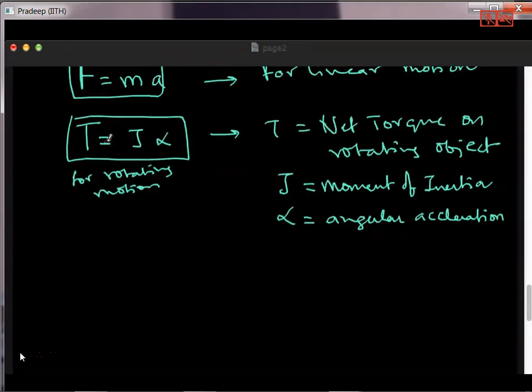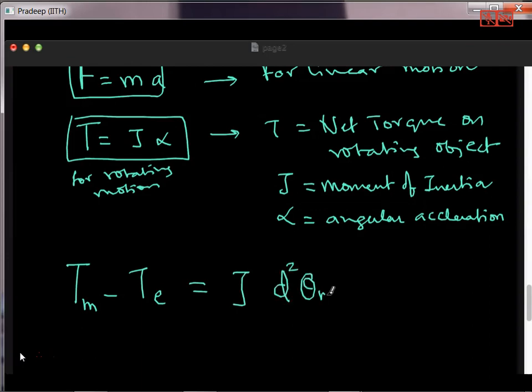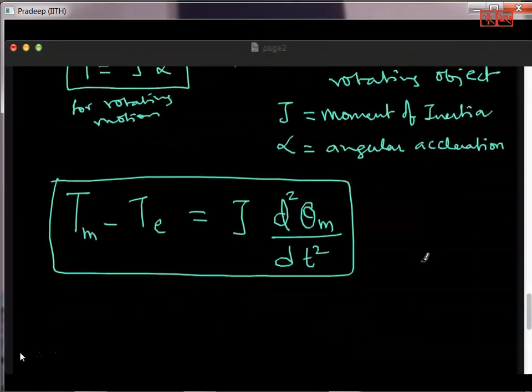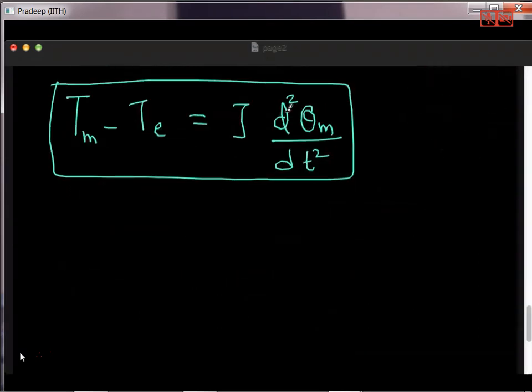But what is the net torque operating on the machine? The net torque is Tm minus Te. There is a mechanical torque, and the electrical torque is opposing it. We are talking about the generator. So this is equal to J times the second derivative of the position. This is basically F equals m a applied to a rotating object. Acceleration is nothing but the second derivative of the position. Theta m is the position, and this is the acceleration.